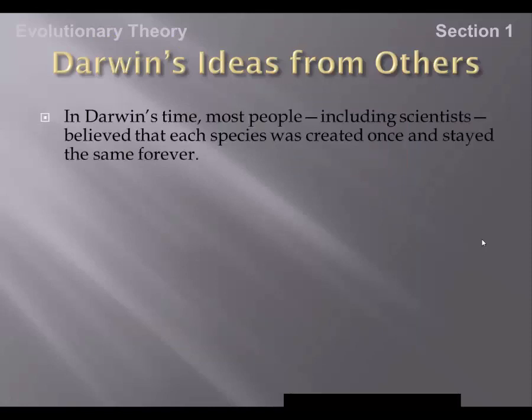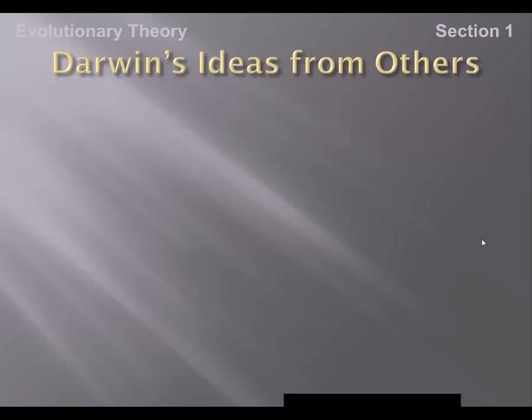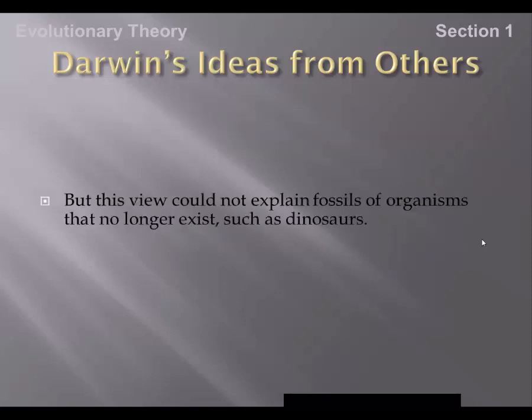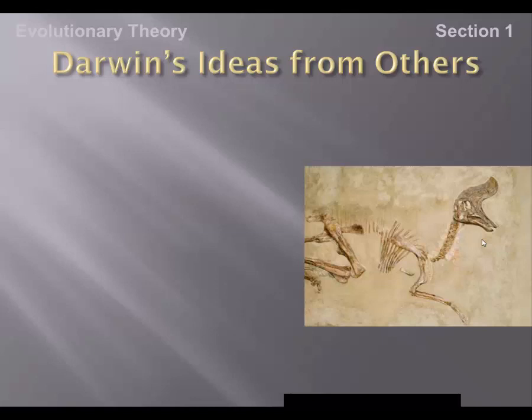So as I mentioned earlier, Darwin also took ideas from other scientists. During his time, most people, including scientists, believed that each species was created once and stayed the same forever. But that view could not help to explain fossils of organisms that no longer existed. For example, dinosaurs.